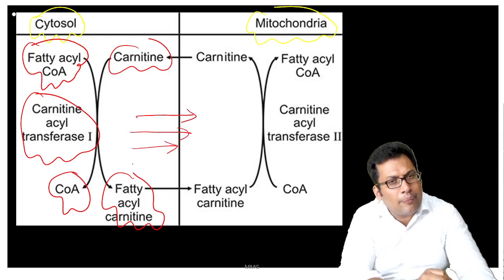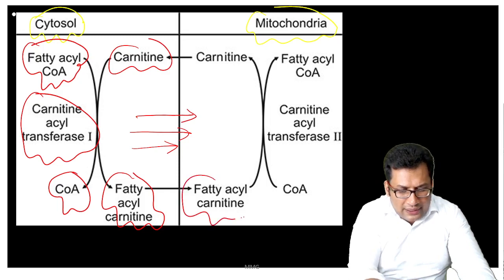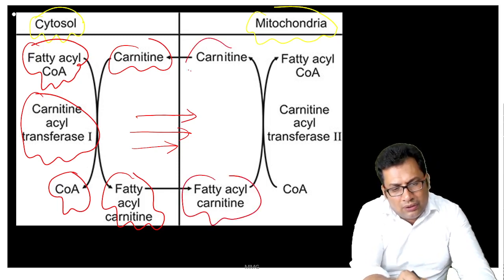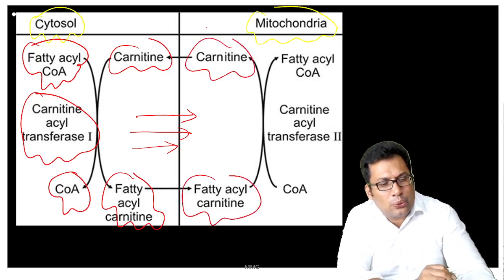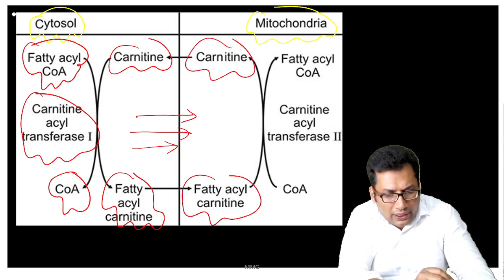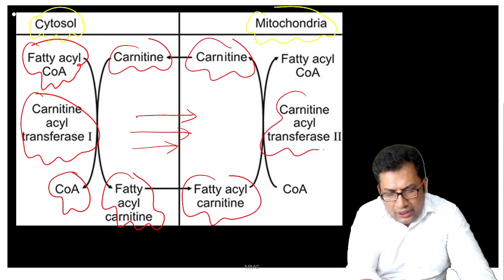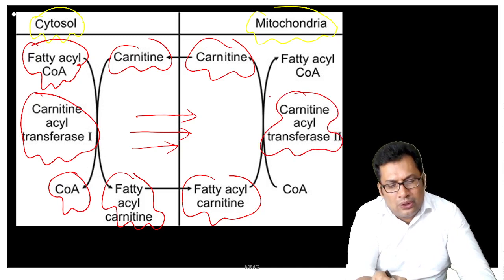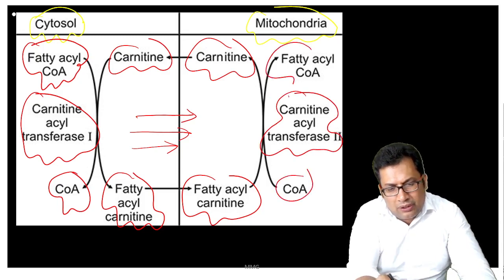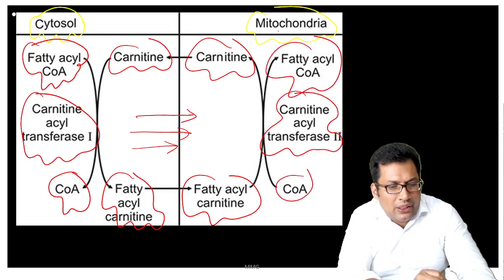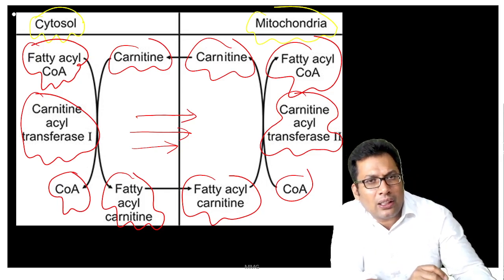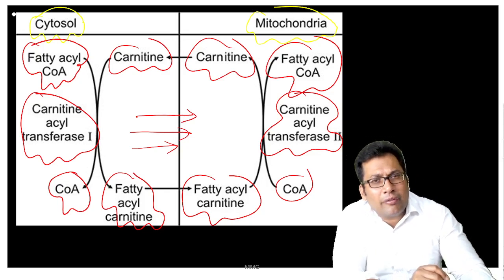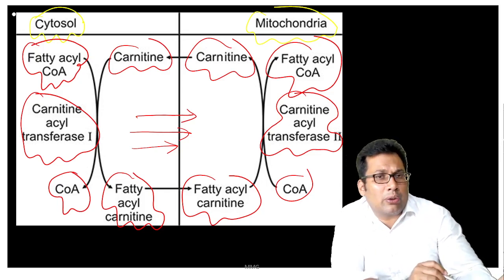In the mitochondria, this fatty acyl carnitine is converted back to carnitine with the help of carnitine acyl transferase 2. So again, there is a formation of fatty acyl CoA. So this is the function of carnitine. If you write this picture along with 1 or 2 points, you will get 3 out of 3.